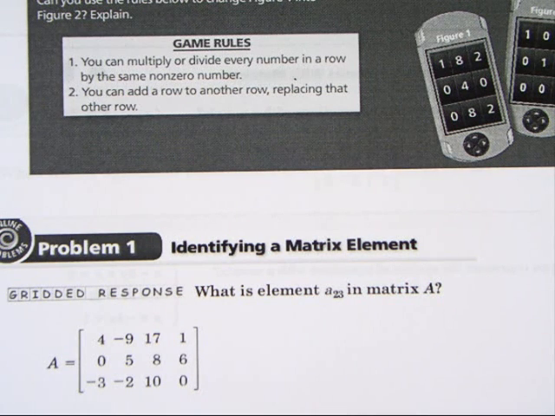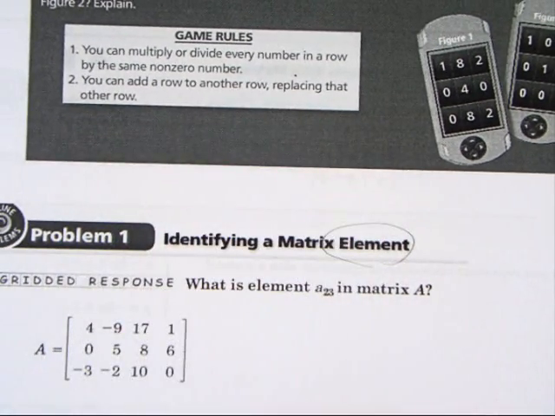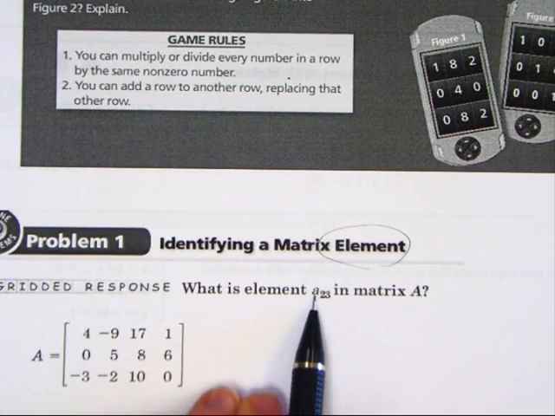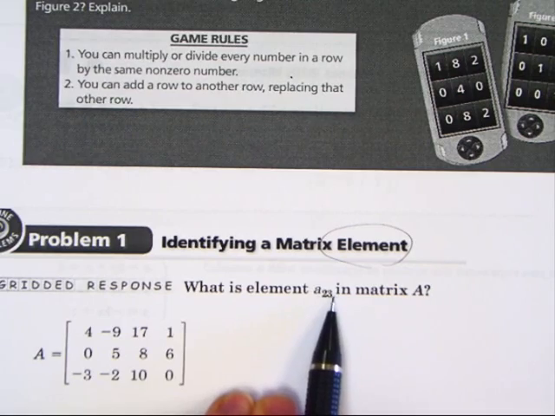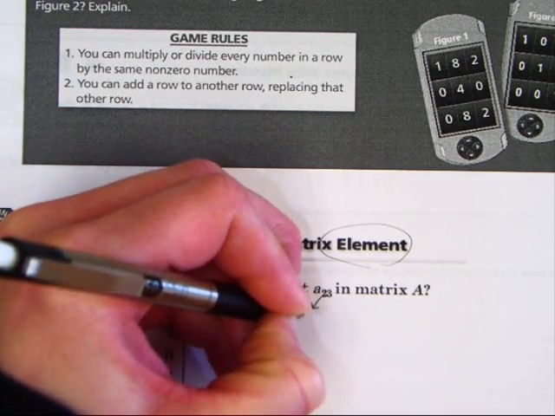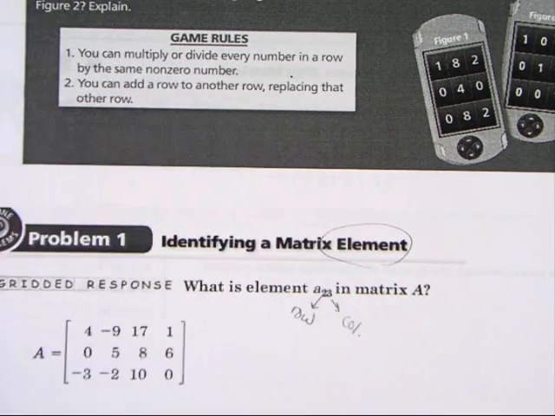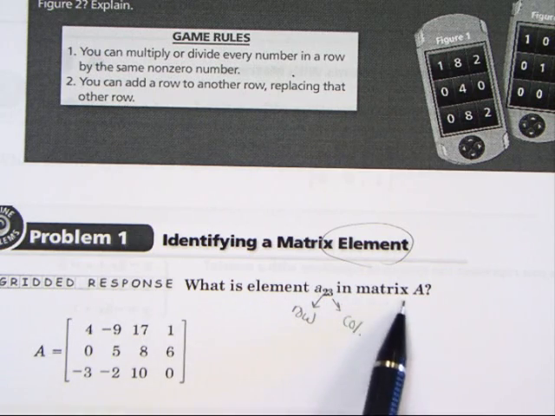In problem 1, we're going to start by identifying a matrix element. So this is going to help you with your vocab. Now, if a problem asks you what an element is, this first letter represents the elements inside the matrix. This 2 and 3 does not stand for 23. The 2 stands for row number 2. The 3 stands for column number 3. So they're asking what is in row 2, column 3 of matrix A.